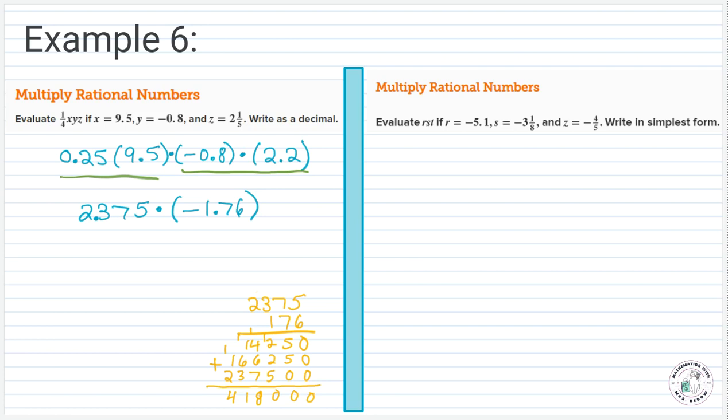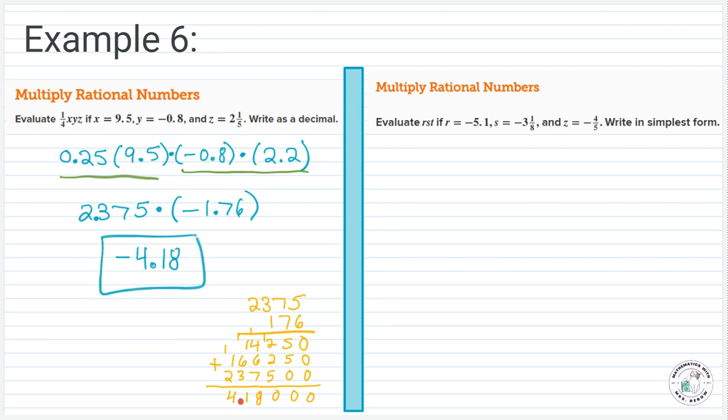Working this out, we end up with this 418,000. But again, that's not my final answer, because I do need to add my decimal point back into the problem. So in this problem, we have 5 decimal places total. And so my answer is also going to have 5 decimal places as well. So if I add that back in, it's going to be between that 4 and the 1. And so this final answer ends up being a negative 4 and 18 hundredths.